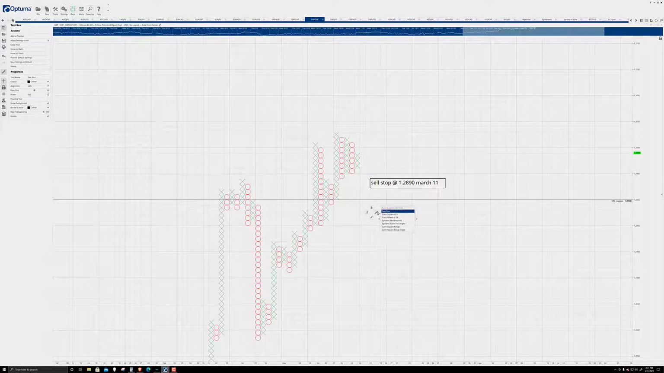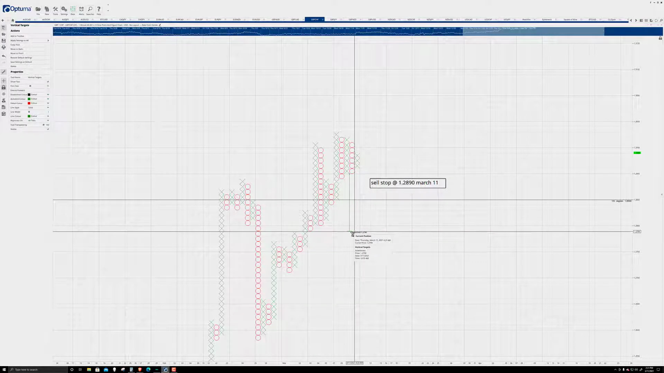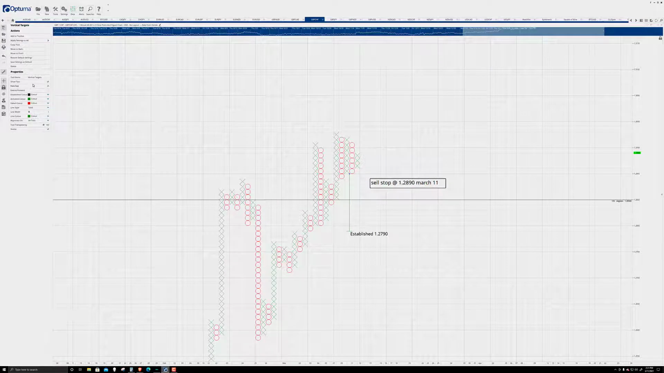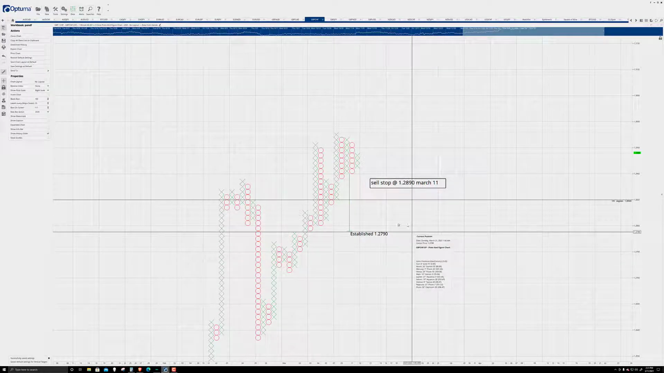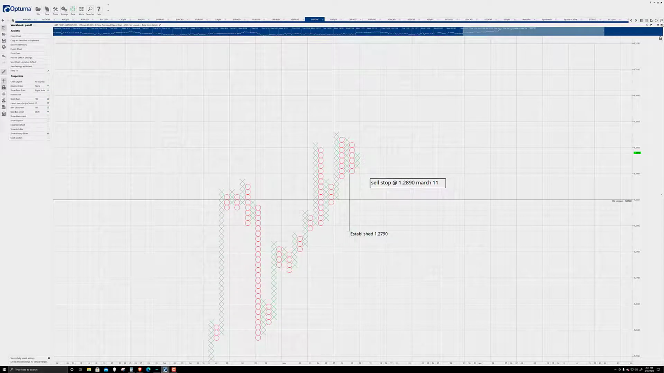Our profit target would be down at 127.90, so it'd be a 200 pip profit target. That's what we'd be looking at. Let's save that as the default settings there, the size of that. That's what we'd be looking at on the pound Swiss.